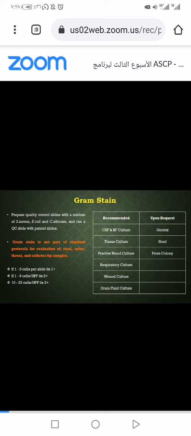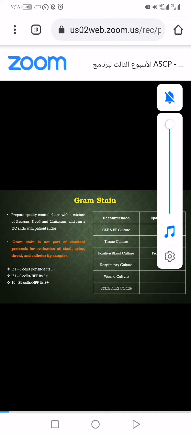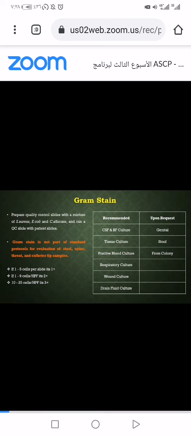So when we are doing the gram stain, it's tricky. You should do it properly. You should take care of the decolorizer. You shouldn't exceed the time of the decolorization. Otherwise, you will get confused while reading the gram stain. So you should follow the times and the technique with practice. There are many things that can be helpful for you, which is the quality control slide.